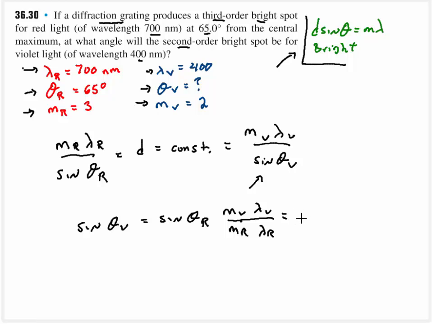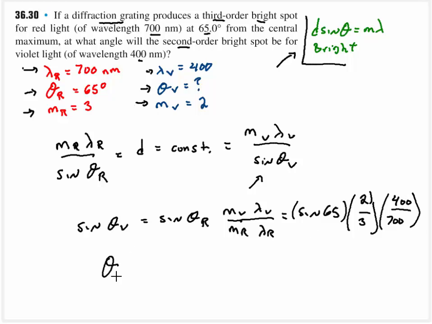And now it's a simple matter of plugging these guys in. Sine of 65 degrees, and this is going to be the second order bright spot divided by the third order bright spot, and then we're going to have 400 nanometers divided by 700 nanometers. And we can just take the arc sine of that. I'm going to spare writing arc sine and just cut straight to the chase. Theta for violet is going to be equal to 20.2 degrees.